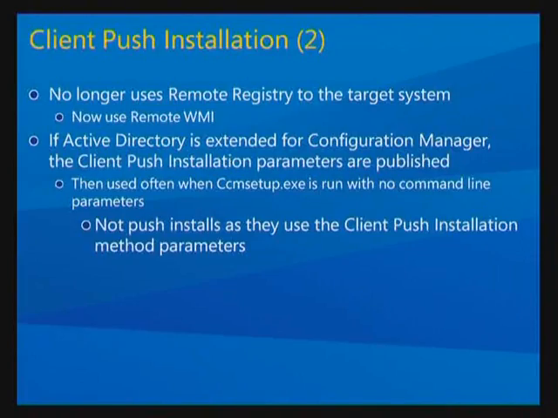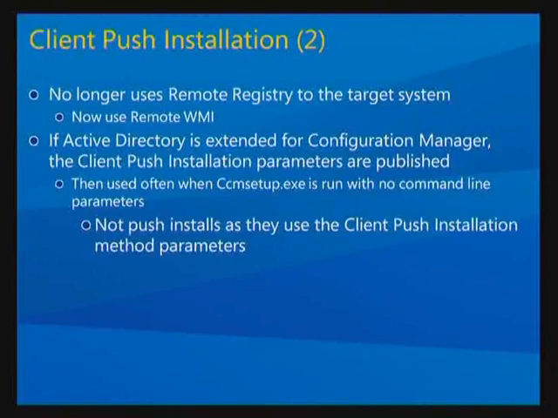What that means is if you're publishing to AD, any parameters you specify on your client push installation properties get published to Active Directory. What that means to you is you can now install any other client just by running CCM setup manually with no other parameters, and it will be installed the way you want it to, using those parameters that we're publishing up to Active Directory.